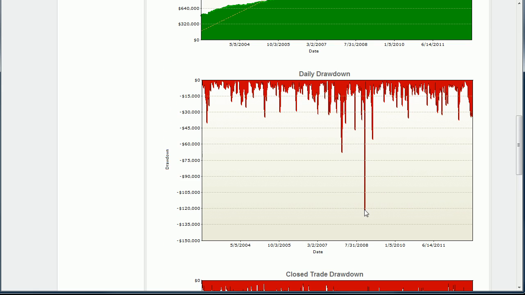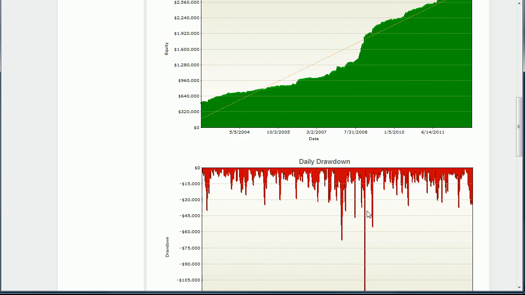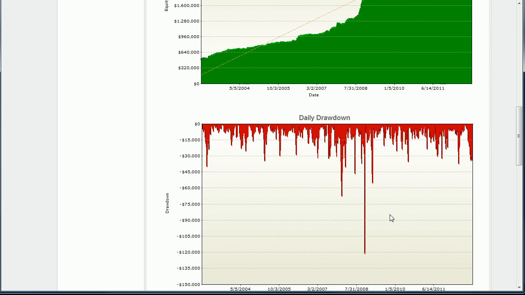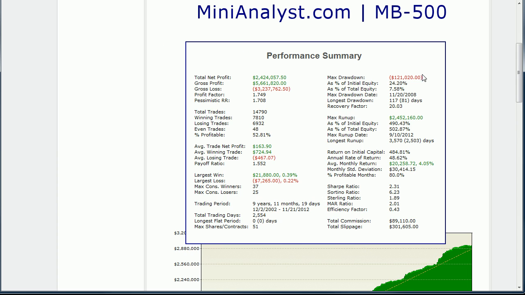Here's your daily drawdown. We had a $121,000 drawdown in the portfolio, and of course the crash of '08 when the world was falling apart and banks were dirt cheap, best trade in the decade. Nevertheless, $120,000, and that's your figure. So kind of an aberrant event is your actual figure for the portfolio.